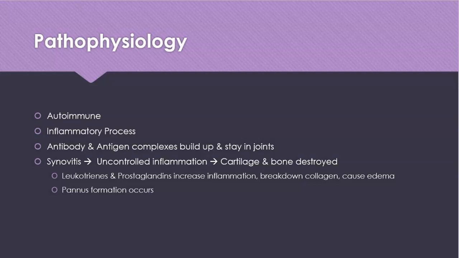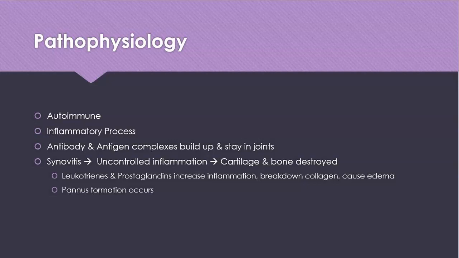Typically with autoimmune disease, there is some type of external trigger or exposure, and that stimulates the immune system for an inflammatory process to start occurring. Both T and B cells are linked to the inflammatory process. And as the inflammatory process starts to occur, there's antibody and antigen complexes that are made from the immune system. And these complexes start to build up and stay within the joints.